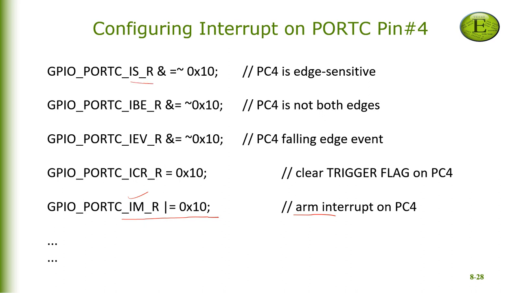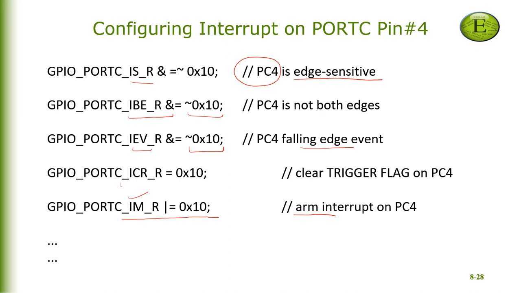The interrupt sense, we're going to make port C pin number 4 edge sensitive, so we are going to clear the fourth bit of the interrupt sense register. We don't want the interrupt to be triggered on both edges, so we are going to clear the fourth bit of the interrupt both edge register, and then we want to make it a falling edge event, so the IEV register fourth bit is also cleared, so falling edge when the fourth bit is cleared.